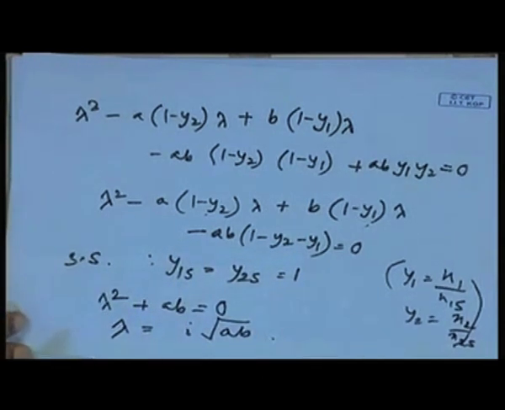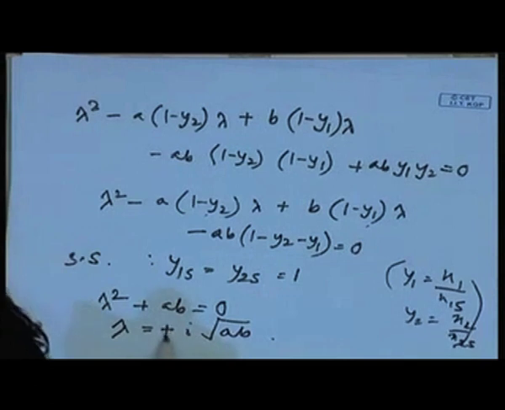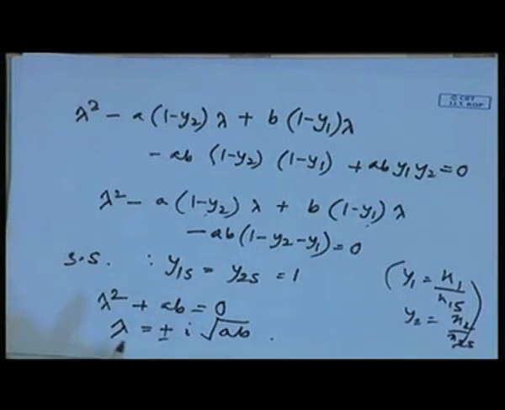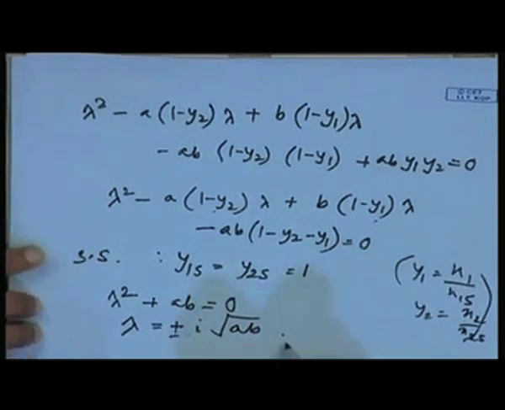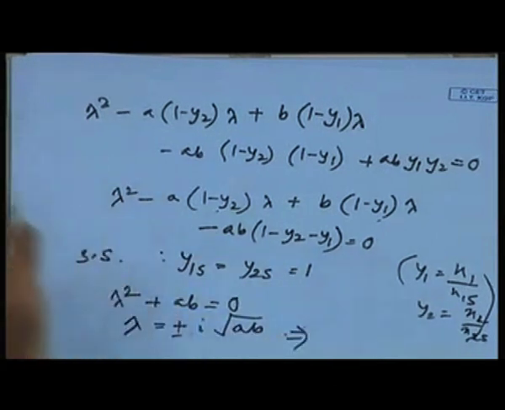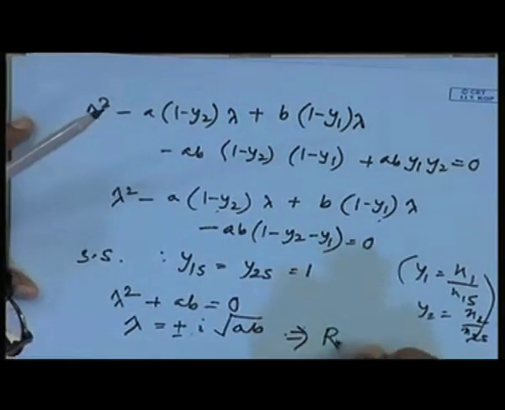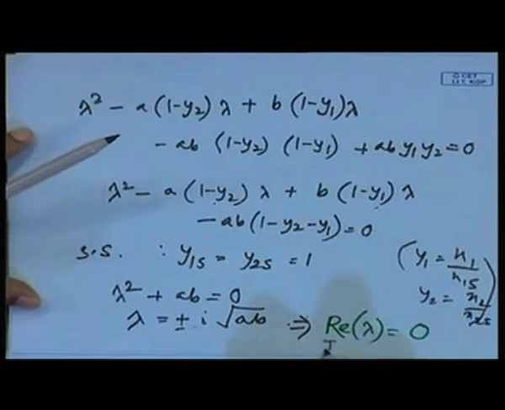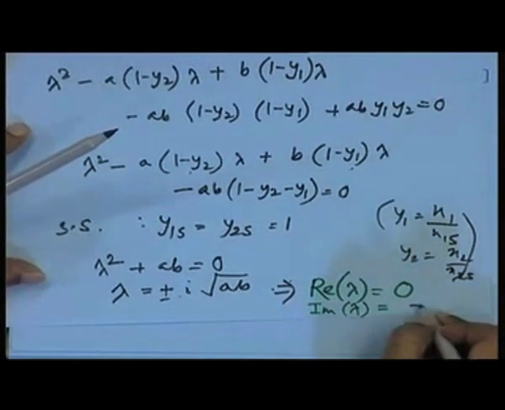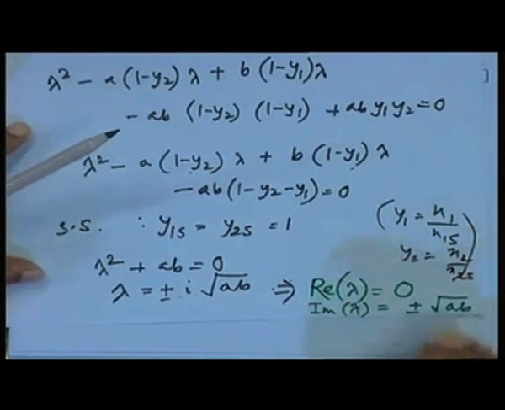So, this is my answer, plus minus, sorry. So, this is what I find, that plus minus. So, two values of lambda that I get are plus and minus i square root of AB. These are conjugate roots, which means that the real part of lambda equals 0 and imaginary part of lambda equals plus minus square root of AB, which means what?